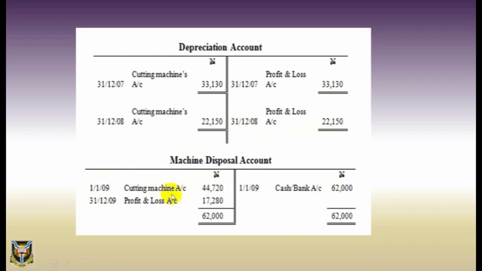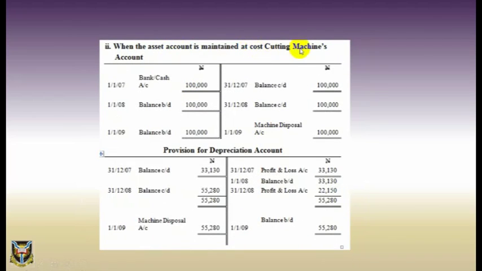1/1/2009 cutting machine A/C 44,720. 31/12/2009 profit and loss account 17,280, total 62,000 naira. 1/1/2009 cash/bank account 62,000 naira, total 62,000 naira. 2. When the asset account is maintained at cost, cutting machines account.